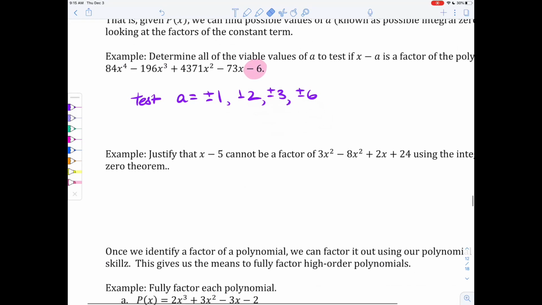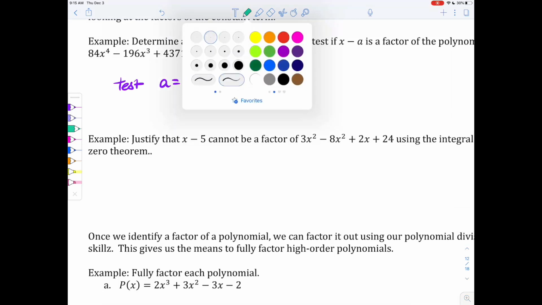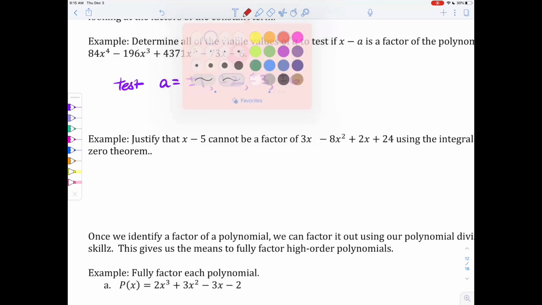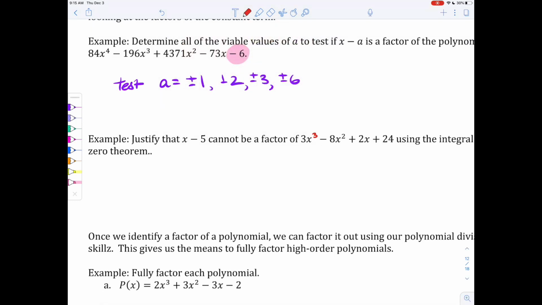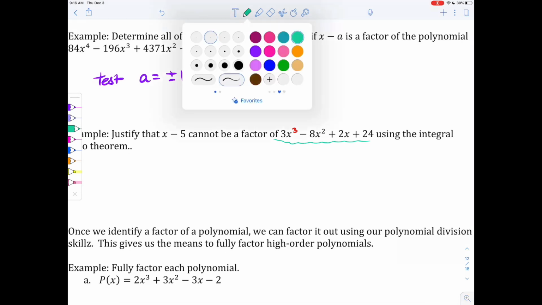Anyhow, let's justify that. There's a little bit of a typo here. My apologies. It doesn't actually change the outcome of the question, but this 3x squared at the beginning should actually be 3x cubed. Anyhow, let's justify that x minus 5 cannot be a factor of this whole thing, and we're going to use the integral zero theorem to do that.